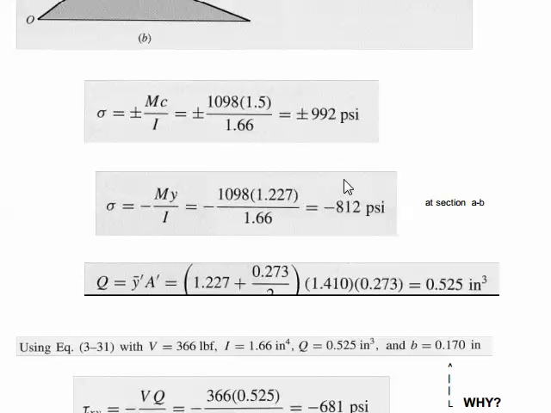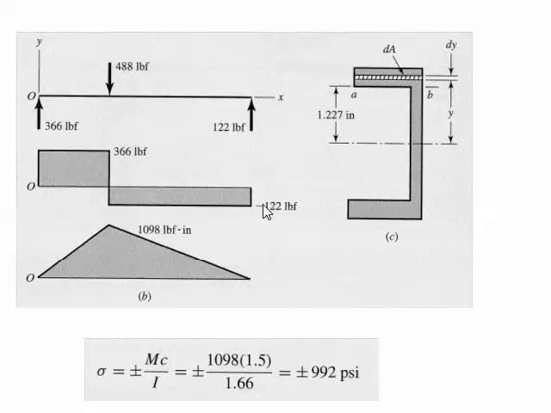V we'll get from the shear diagram. I we already have. B will be the thickness of the part right here. I'll have to go look that number up. I don't see it right here, but they'll give it to us. And the Q is the area above our cut line times the y bar as measured from the neutral axis, the location of y bar above the cut line.